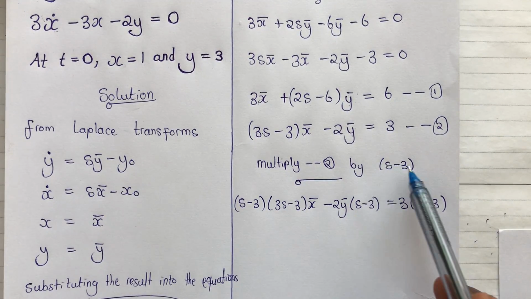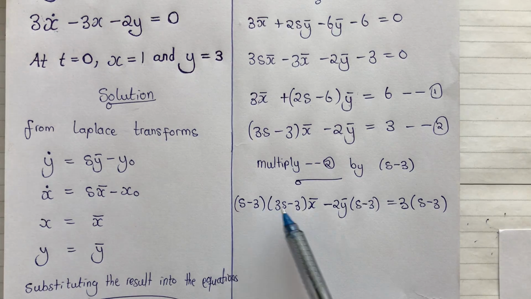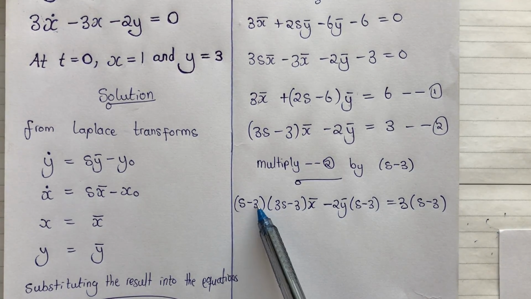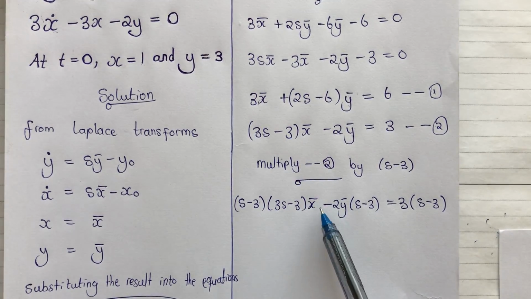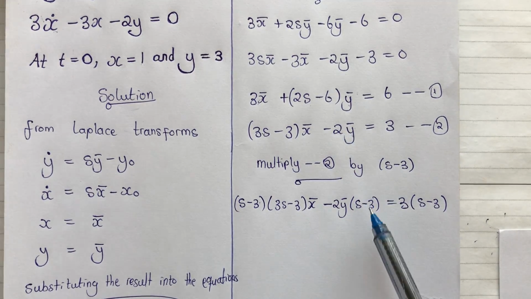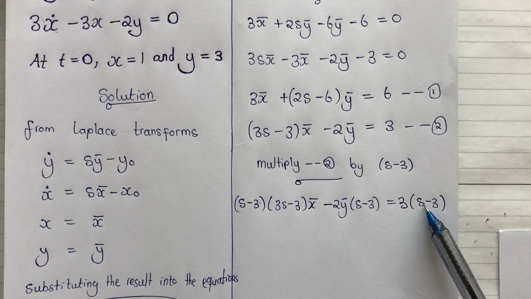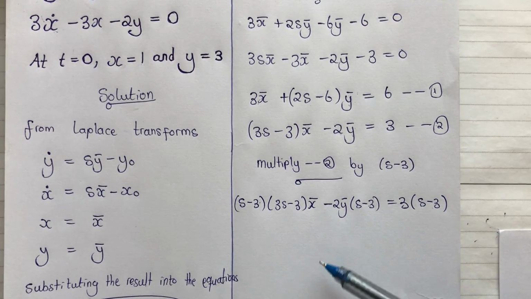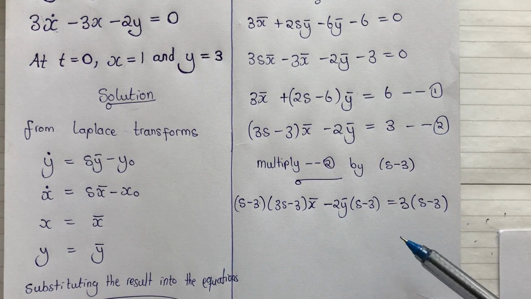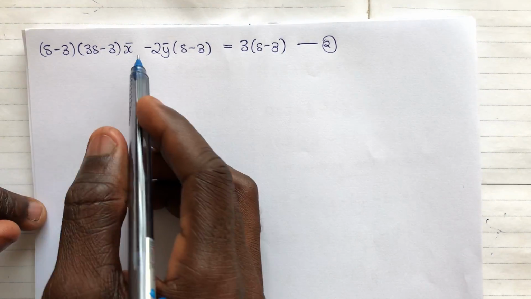So by multiplying by s minus 3, this is the result I got. S minus 3 times this part, minus 2y bar times s minus 3, equal to 3 times s minus 3. I cannot expand this here because this space is too small. So let's do this on a fresh sheet. So now let's expand the equation.